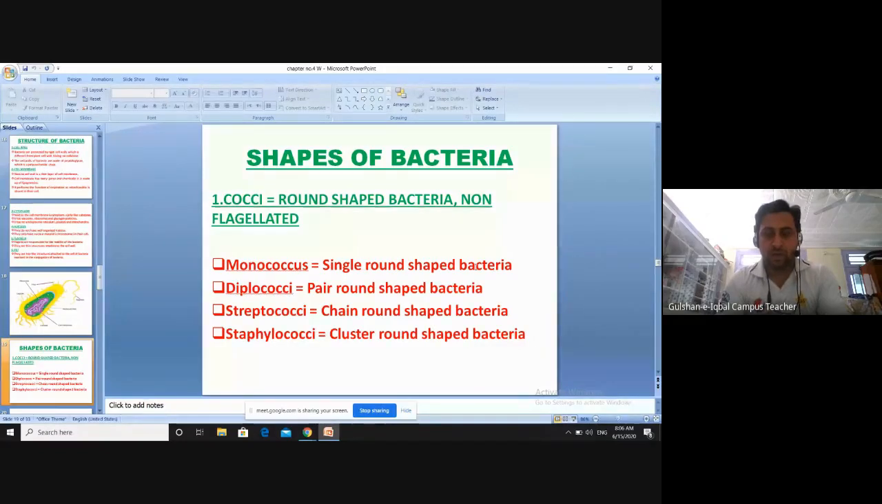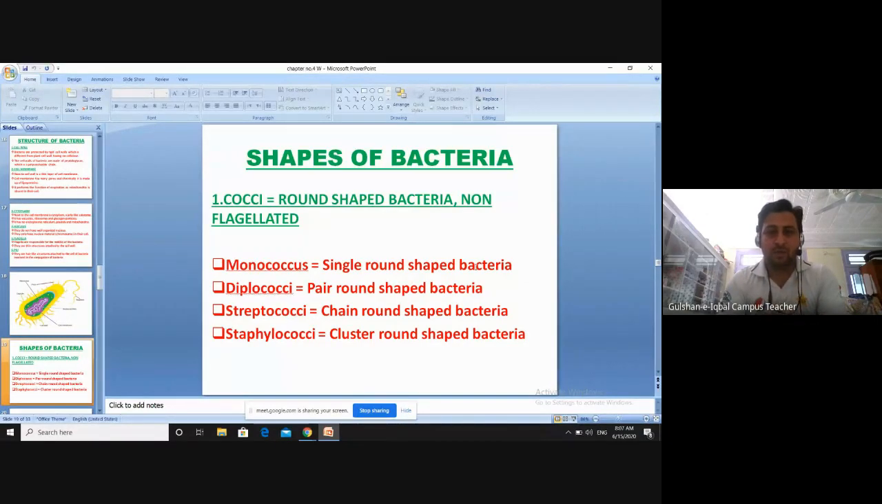Okay, so there are different shapes of bacteria. Let's see how many types of bacteria are there according to shapes. Number one is cocci bacteria. We pronounce it as cocci. Cocci mean round shaped bacteria, and it is non-flagellated. Okay, there may be two types of bacteria. One is flagellated, which have the flagella that can move. The second is non-flagellated, which do not have the flagella and they cannot move.